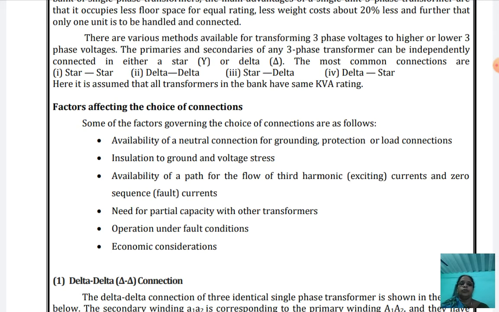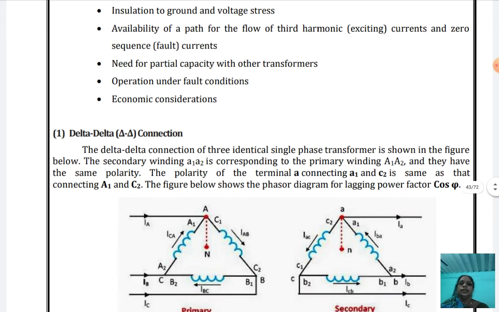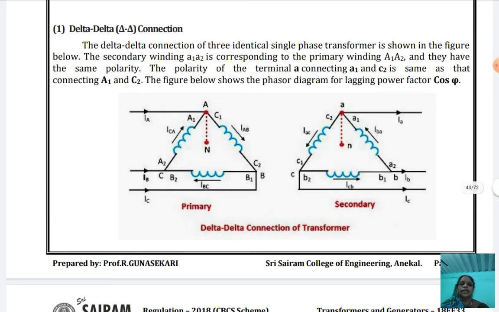Now we study the first one, the delta-delta connection. Now you see the diagram, the primary is delta and the secondary is also delta. You already know the delta. Three-phase means the starting end of one phase is joined to the ending end of another winding. Like that we have to make the delta connection.